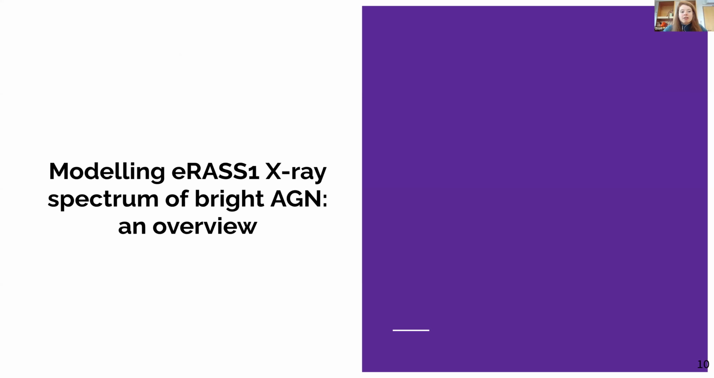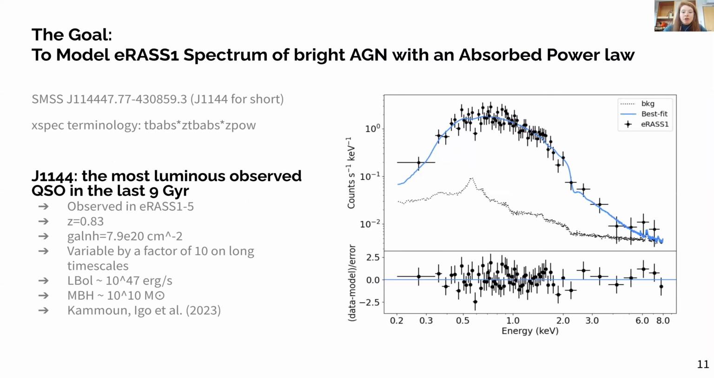What we're going to be doing is modeling the eRASS1, the first all-sky scan data, of a bright AGN, which is in fact this J1144. This is the most luminous observed quasar in the last 9 gigayears. And this is the spectrum that you would get at the end. This is what we're working towards. We want to try and model this with an absorbed power law. So here is this absorbed power law.